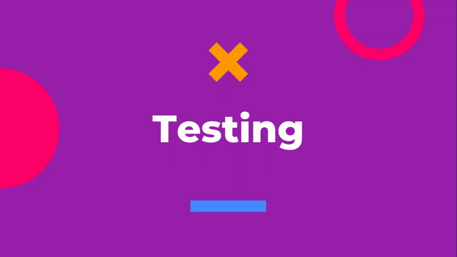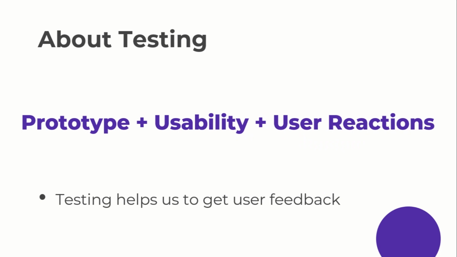Welcome to the final lesson in this design and prototyping course and the final step in the design thinking process. It's time to share and test our app design. In the testing stage, we share our prototypes to get user reaction. Getting user feedback is very important.